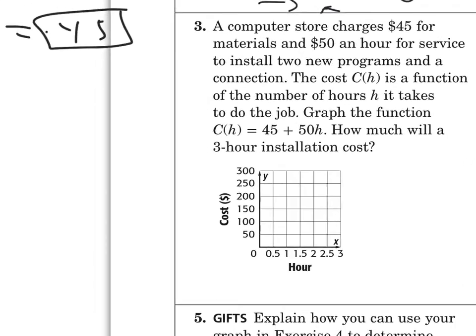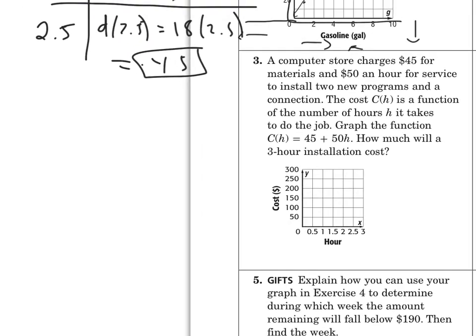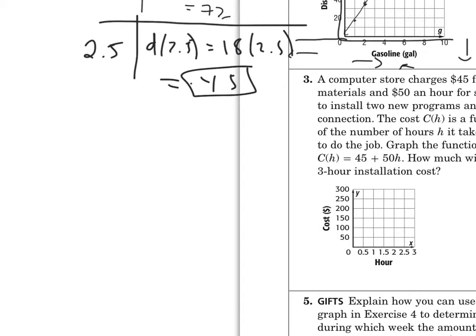Okay, so what we want to do is create an input-output table. So again, we're going to input H, which is our hours. Our function is 45 plus $50 per H. And we're going to get out of that H and the cost.